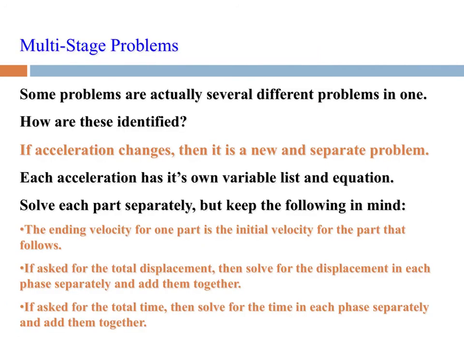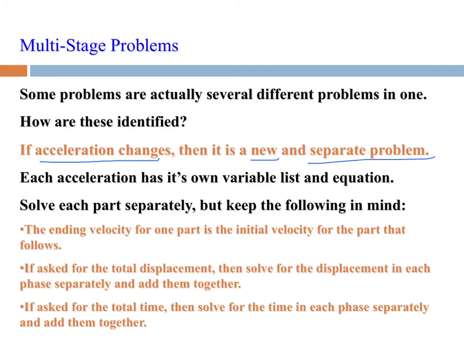So the last thing, what makes last year's problems and this year's problems so different is the fact that we're going to have multi-stage problems. What that means is that the acceleration is not constant all the way through. Then we need to break this up into two pieces. So basically, if the acceleration changes, then it is a new and separate problem. So treat it like individual pieces.